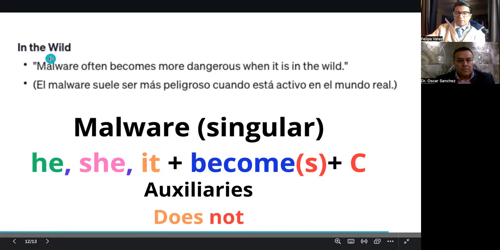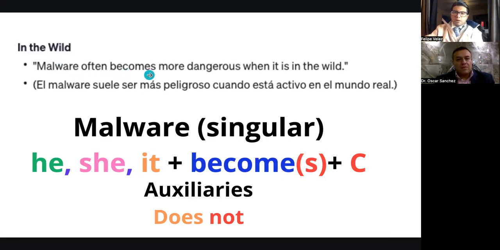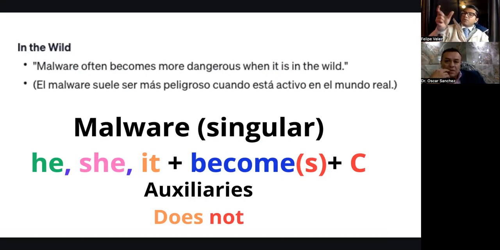In the wild, malware often becomes more dangerous when it is in the wild. Again, repeat. Malware often becomes more dangerous when it is in the wild. Very good. So in the expression in the wild, malware, now I understand the whole meaning of that. El malware suele ser más peligroso cuando está activo en el mundo real, in the wild, when there is no protection against it. So now we understand the words in the wild and we understand malware.